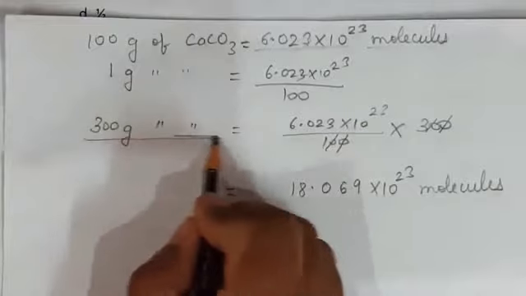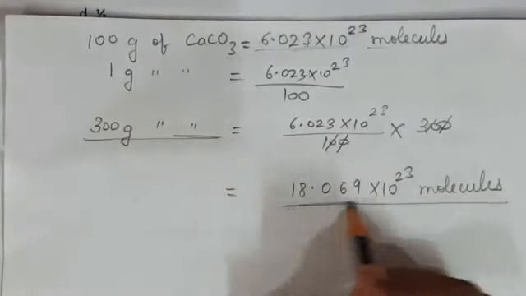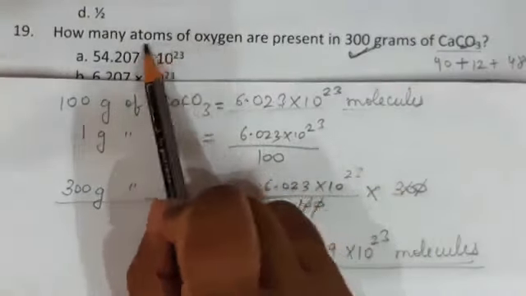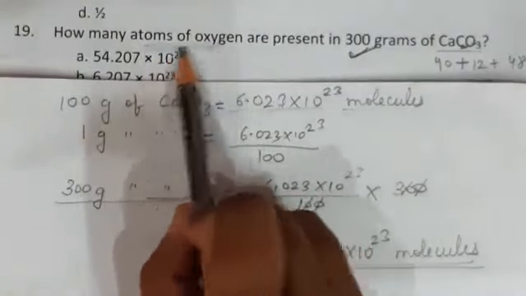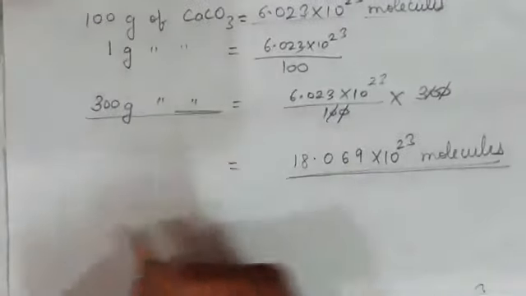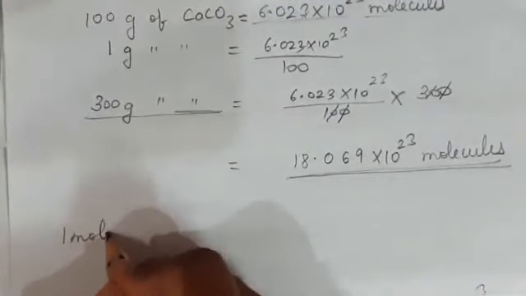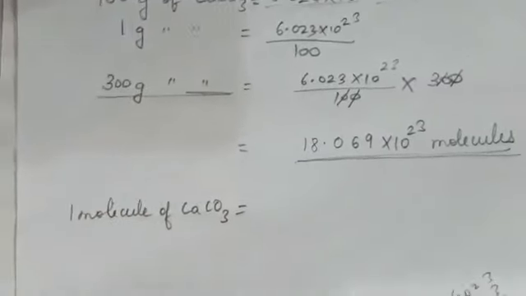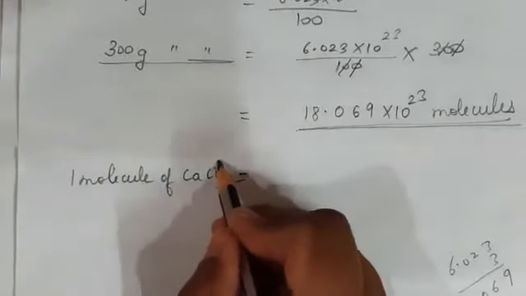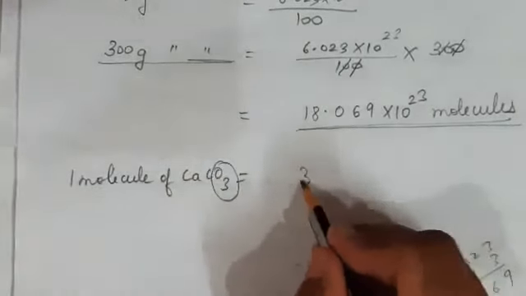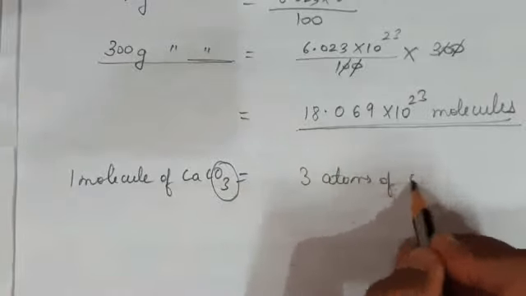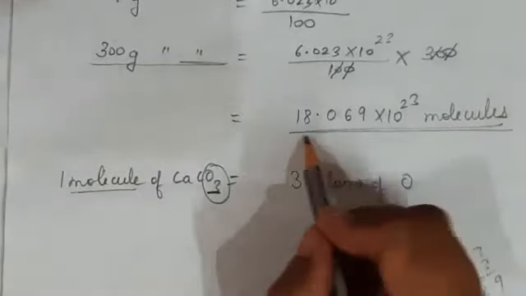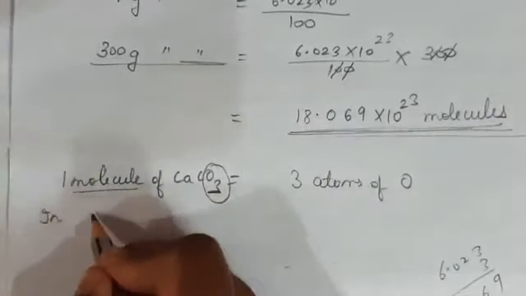Okay, if you take 6.022 or 6.023, it hardly matters. Now in 300 gram of calcium carbonate, how many molecules are there? This much number of molecules. Now in the question it is asked, how many atoms of oxygen? We need to calculate oxygen atoms. If I consider only one molecule of calcium carbonate, how many atoms of oxygen are there in this? There are only 3 atoms of oxygen.